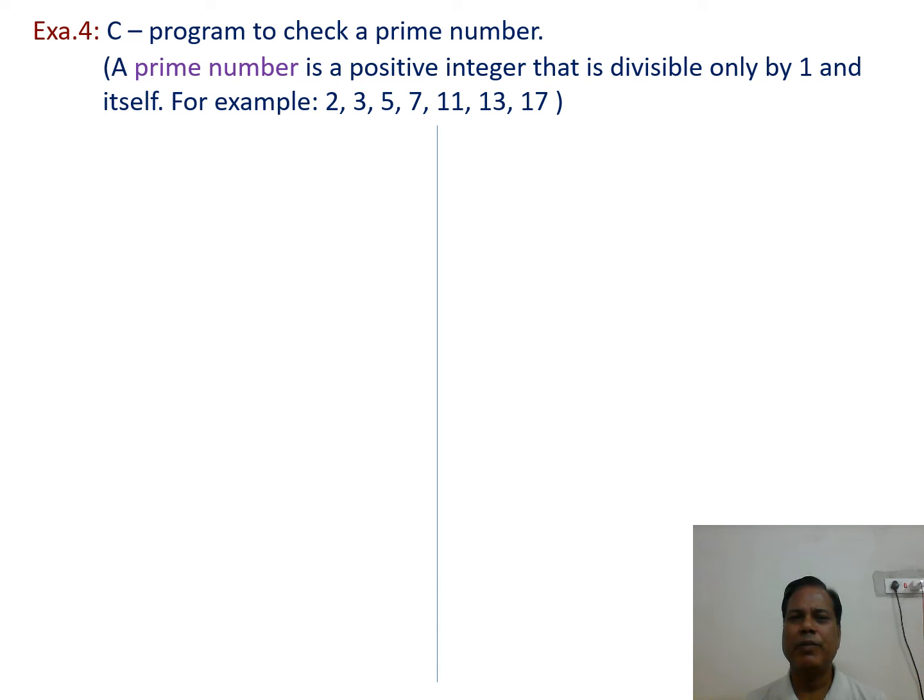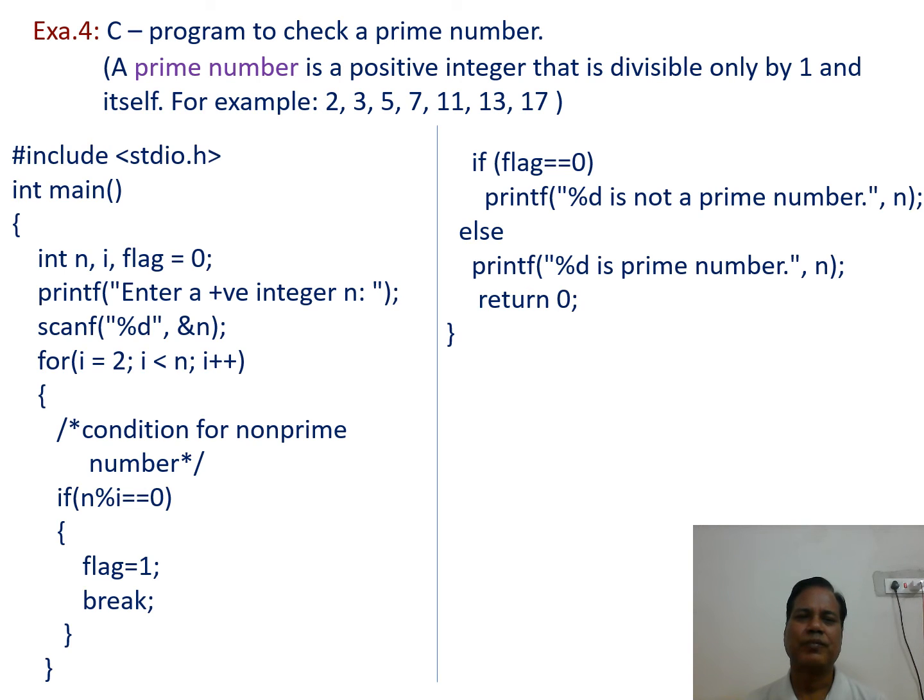A prime number is a positive integer that is divisible only by 1 and itself. For example, 2, 3, 5, 7, 11, 13, 17 are prime numbers. So we should know the prime number. Then a program may be written like this one. We will try to understand this program.